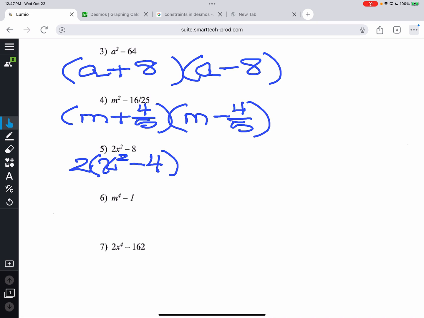So then you break down x squared minus 4, but never, ever, ever leave the greatest common factor behind. Make it travel. So we would have 2 times x plus 2, x minus 2.